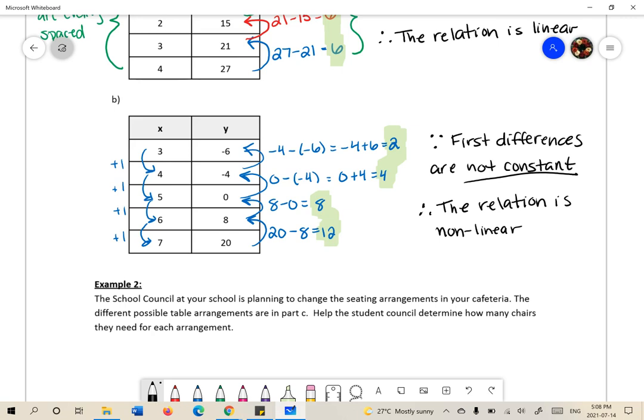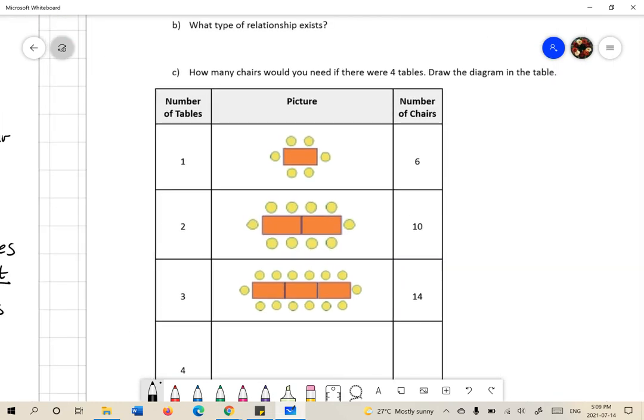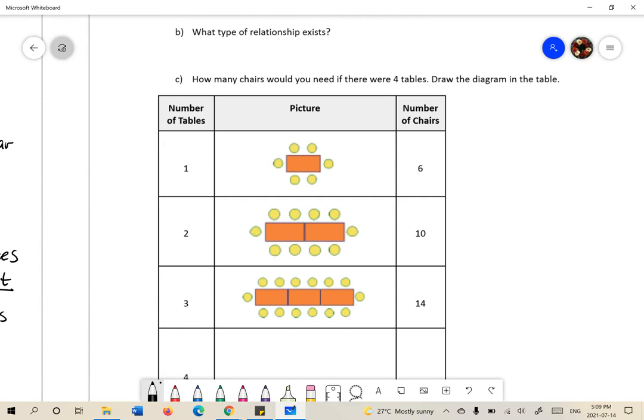Example 2. The school council at your school is planning to change the seating arrangements in your cafeteria. The different possible table arrangements are in Part C. Help the student council determine how many chairs they need for each arrangement. So here are the different table arrangements. Here's our table of values with just another column with pictures of each arrangement included.